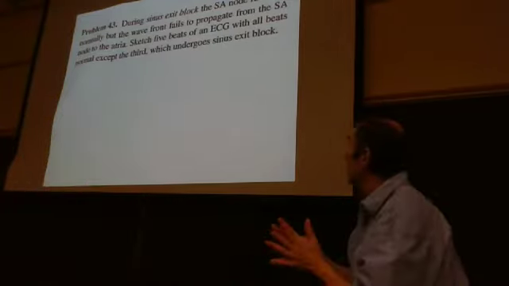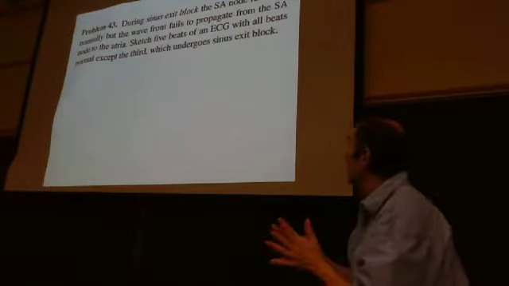During sinus exit block, the SA node functions normally. SA node is the pacemaker up in the right atrium. But the wavefront fails to propagate from the SA node out into the atrium. Sketch 5 beats of the electrocardiogram with all beats normal except the third, which undergoes sinus exit block. So sinus exit block is something that comes and goes.